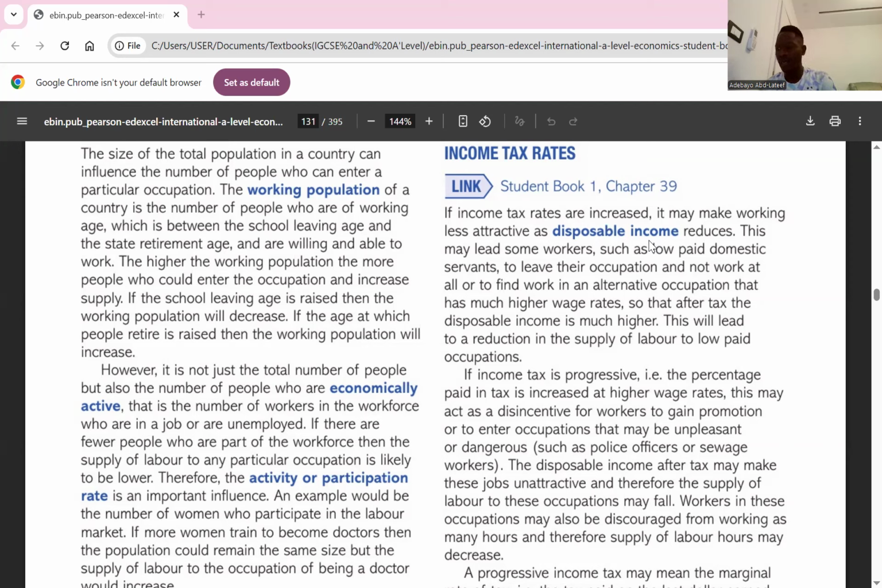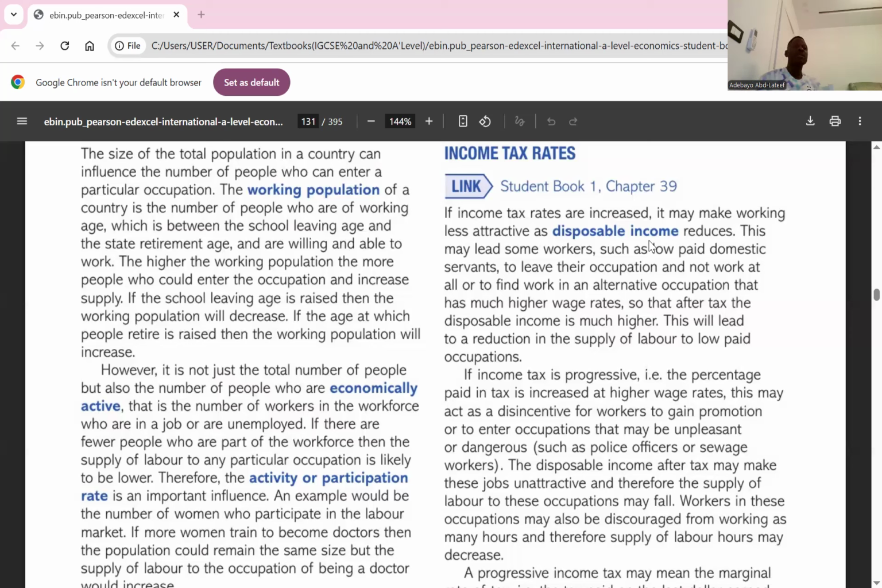Now, when we talk about income tax, I wrote an increase in income tax reduces disposable income, which makes working less attractive. This may lead some workers in low-paid jobs to seek alternatives by finding occupations with higher wage rates. This in turn reduces the supply of labor to low-paid occupations. This will shift the supply curve of labor leftward from S to S1.